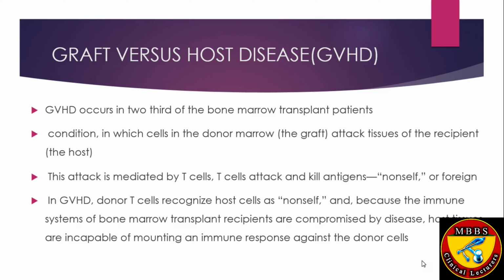Normally the bone marrow transplant patients come up with diarrhea, rash, and jaundice. Students, the onset of this graft versus host disease, or even the type of allograft rejection, is very important, because by this time period you can appreciate whether the person is going to have hyperacute rejection, or the patient is having chronic or acute.